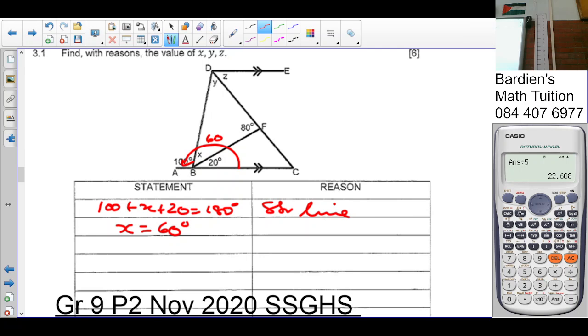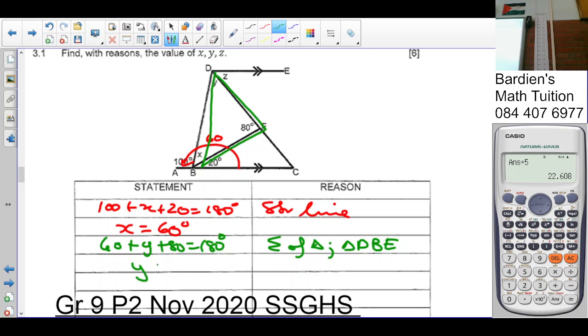I'm going to calculate y. Sum of angles of a triangle, not so? y plus 60 plus 80 equals 180. This is triangle DBE. Do I have to say that? No. So y is equal to 40 degrees.